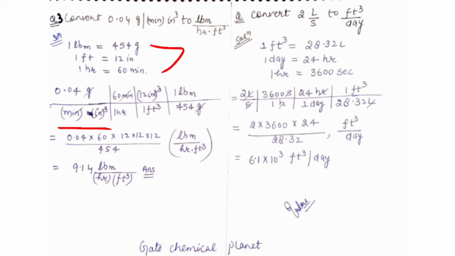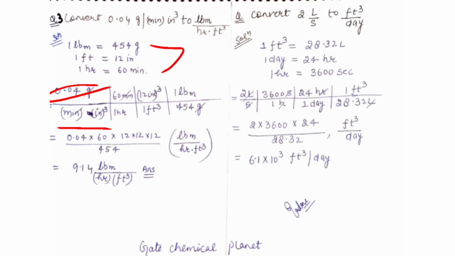So 1 hour equals 60 minutes. Put 1 hour equals 60 minutes, so that minute will cancel out. And then we all know that 1 feet equals 12 inches. Here feet is in cube, so 1 feet cube equals 12 inch whole cube. It will be whole cube. And then put the conversion for gram.